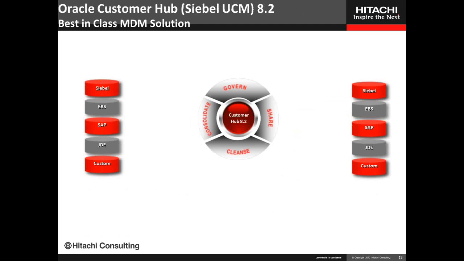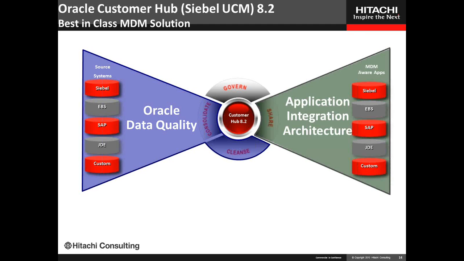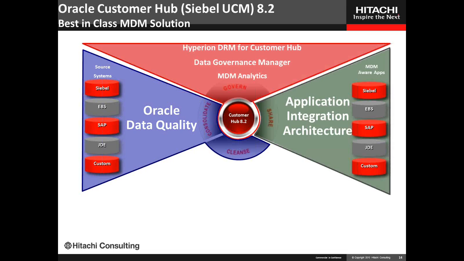Okay, so what constitutes a customer hub? There are three components to a customer hub, right? One is the data quality, second is the application integration architecture, and third is the data governance manager and analytics. So data governance manager is the one we are going to see in detail. It's more strategic than technology oriented. So a part of the customer hub depends on the integration, data quality, and the data governance.